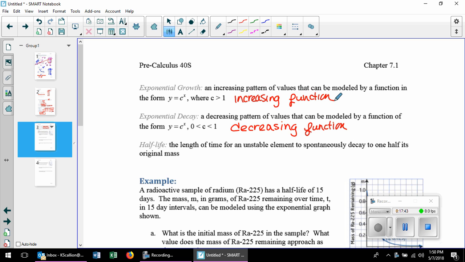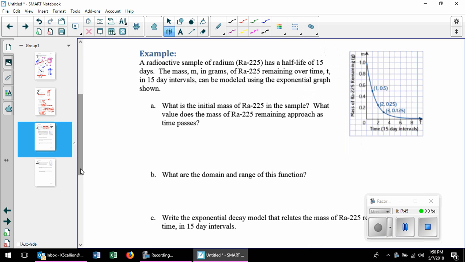Here we've got a word problem. Oh, and there's a graph. Perfect, we don't have to graph it. A radioactive sample of radium has a half-life of 15 days. So what does that mean? Of its initial amount, right? 15 days and then you're down to half of the mass. The remaining mass over time t, in 15-day intervals, can be modeled using this exponential graph.